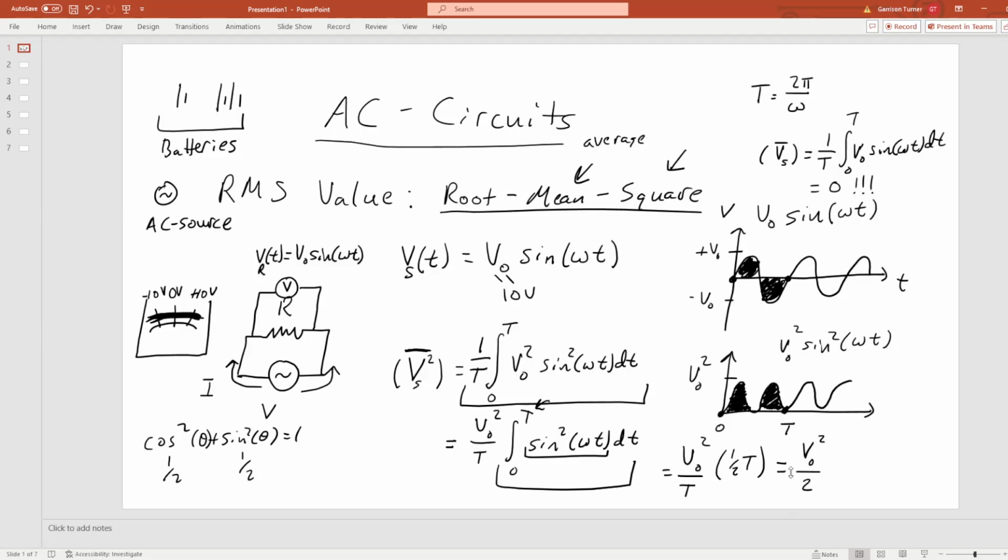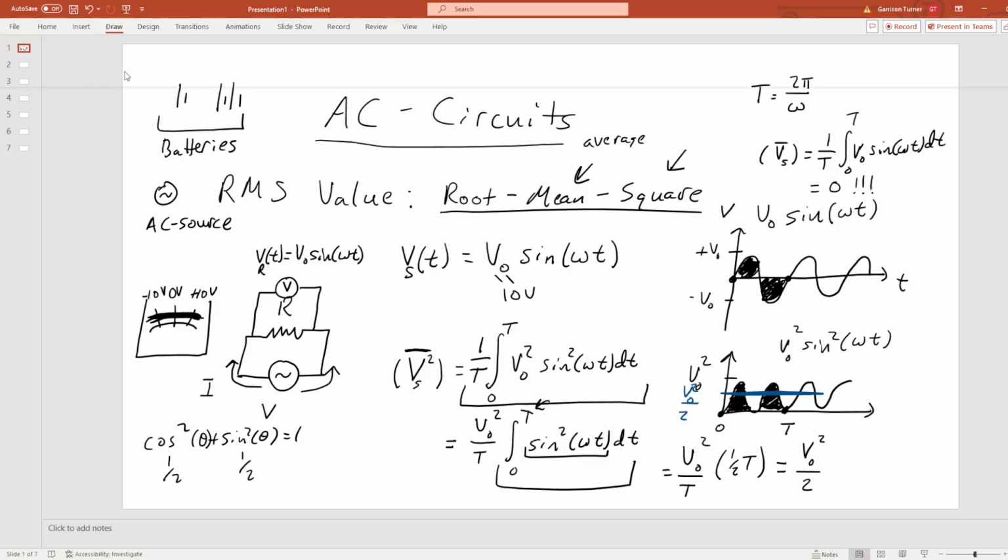So your time average is this level right here, V naught squared over 2. Okay? So that represents the average of the square of your voltage signal. Okay? This V naught squared over 2.